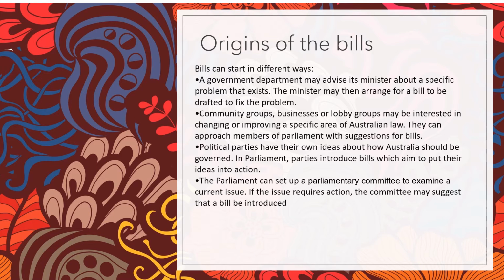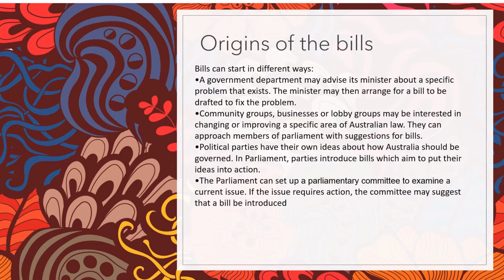So now we're going to talk about the origins of the bills. Bills can start in different ways. The first way being a government department may advise its minister about a specific problem that exists. The minister may then arrange for a bill to be drafted to fix the problem. The second way is community groups, businesses or lobby groups may be interested in changing or improving a specific area of Australian law. They can approach members of Parliament with suggestions for bills.